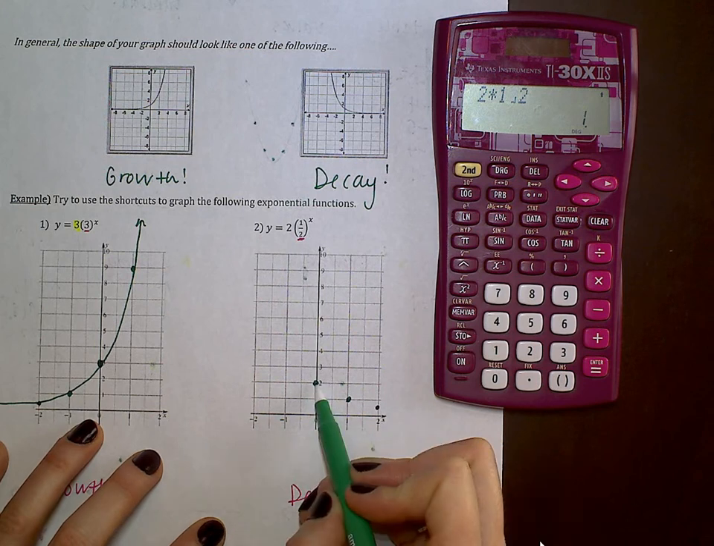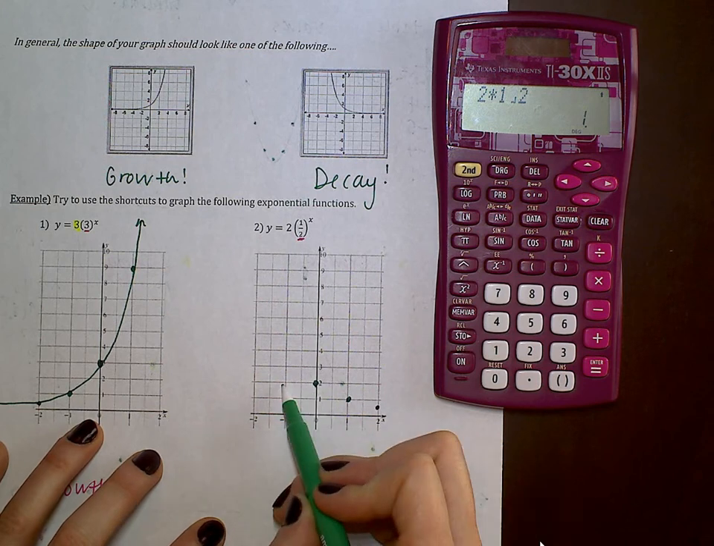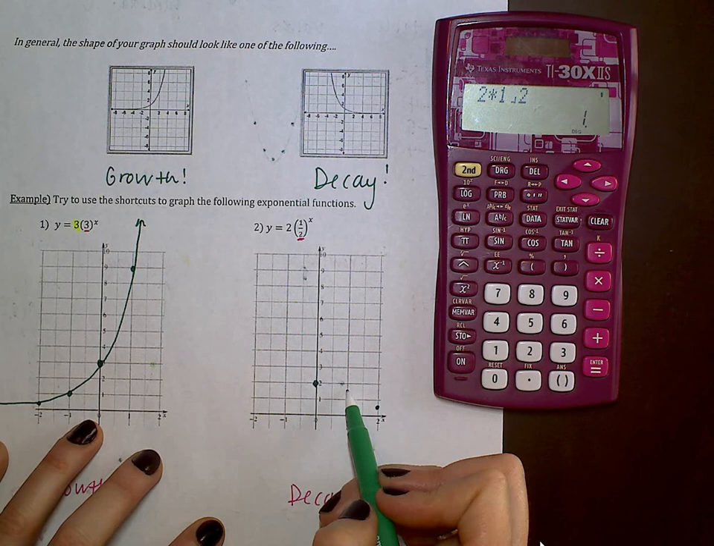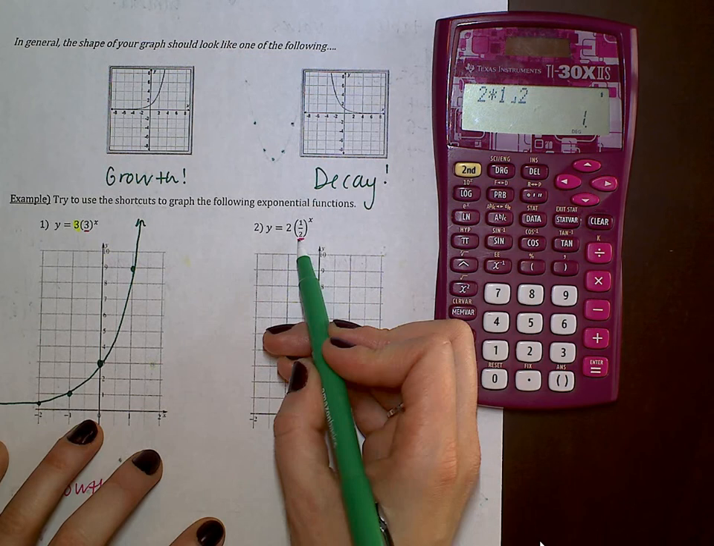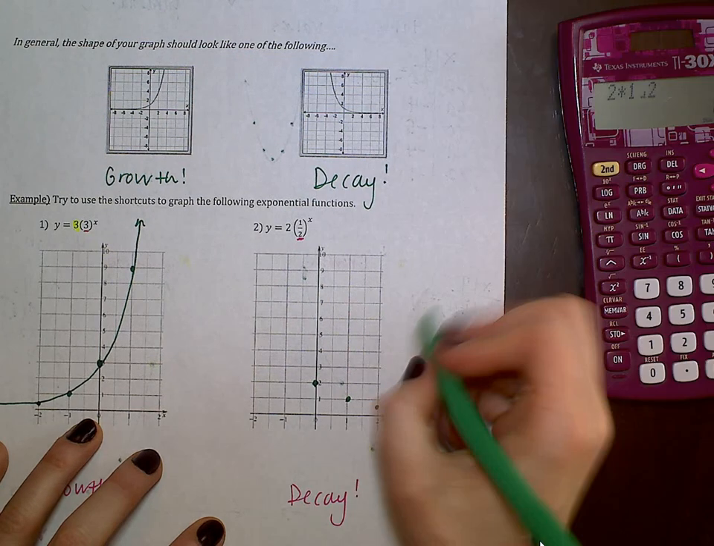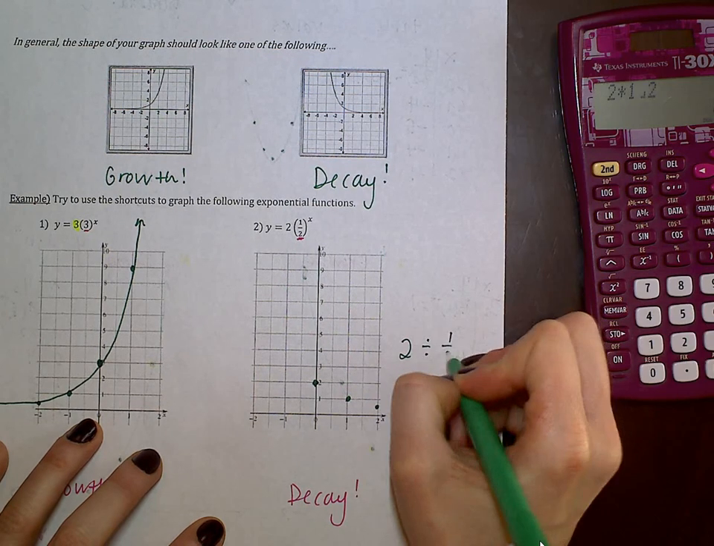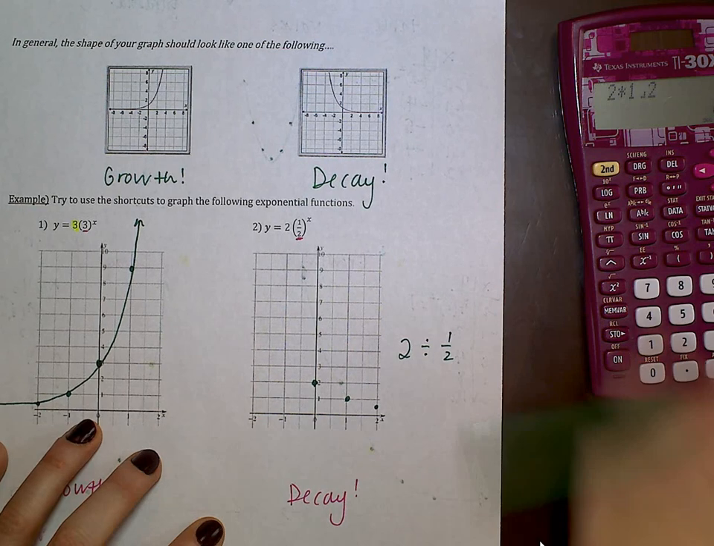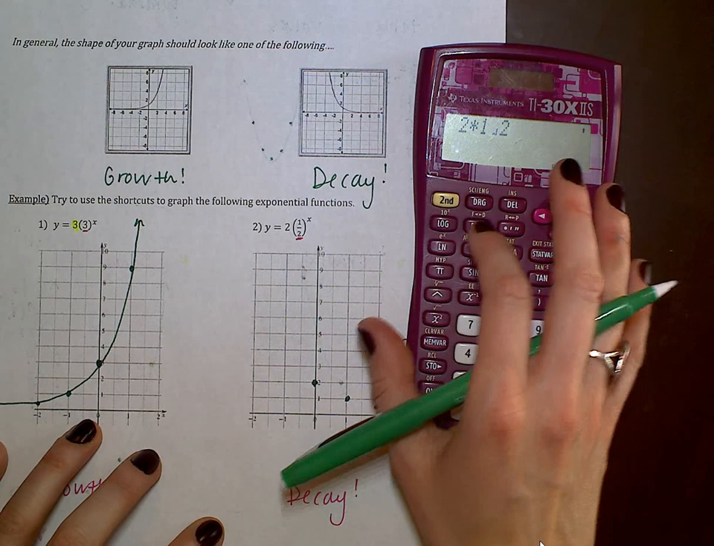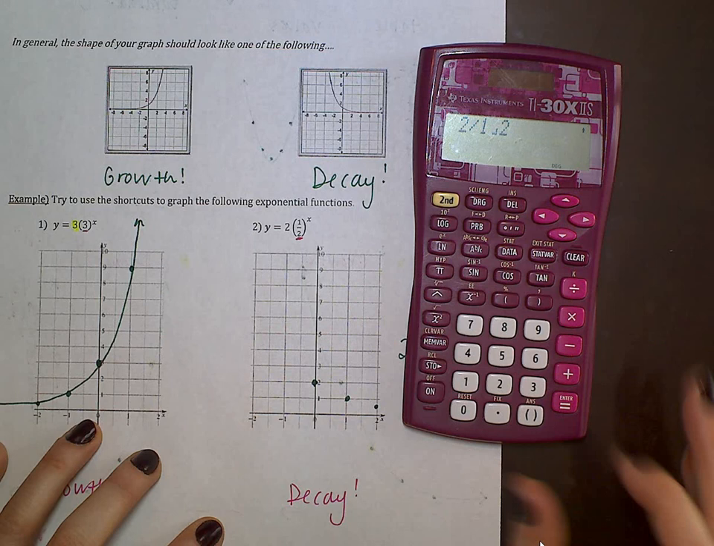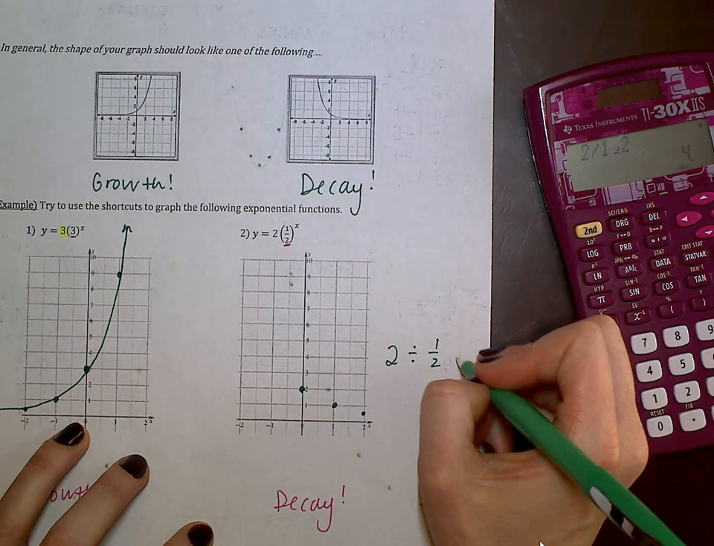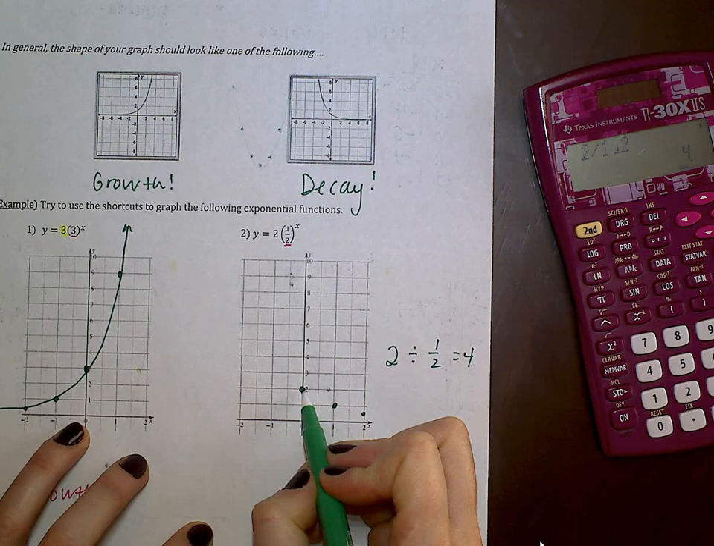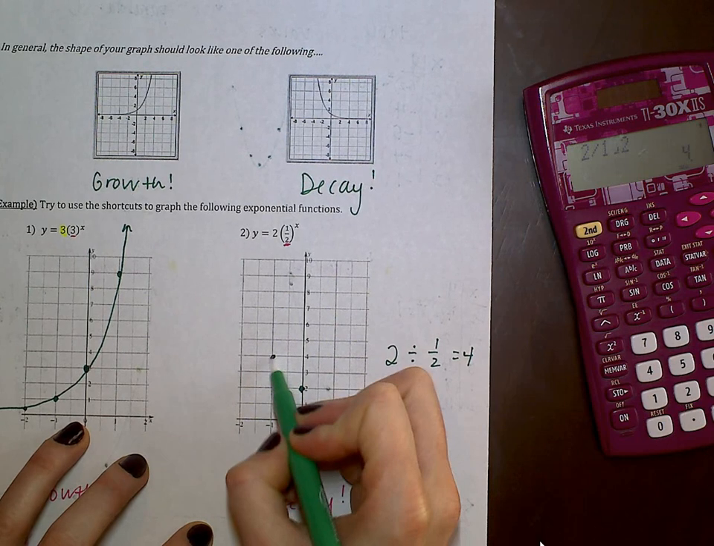As you shift left, so I was multiplying by 1/2 as I shift right. So as I shift left, I divide by 1/2. Okay, so I'm at 2, and I have to divide that by 1/2. You can do your fraction rules by hand, you can use your calculator, but if you divide by 1/2, you should get 4. So as you shift left, go to 4 and plot a point.